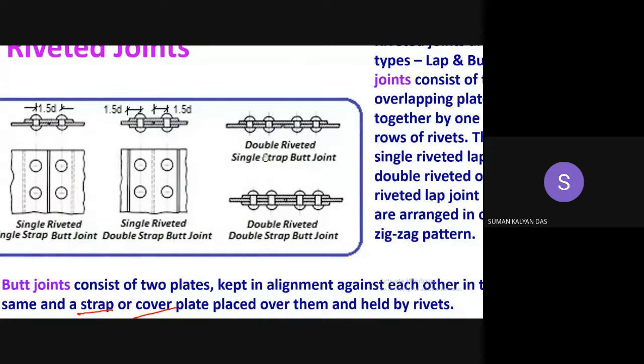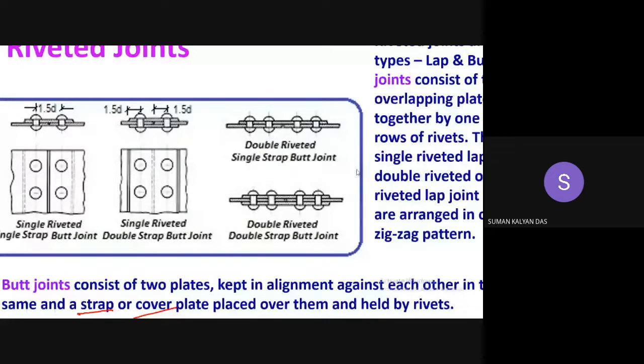Okay. So here you see it's two rows of rivets, so double, and one cover plate is used. So double riveted single strap butt joint. So in the problem, it will be given like that: double riveted or triple riveted double strap butt joint.